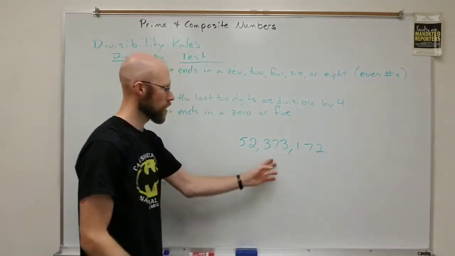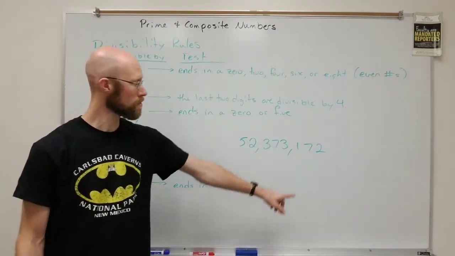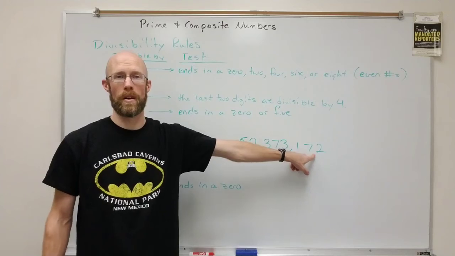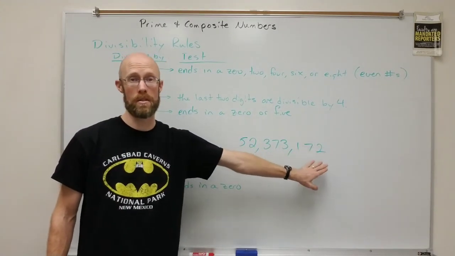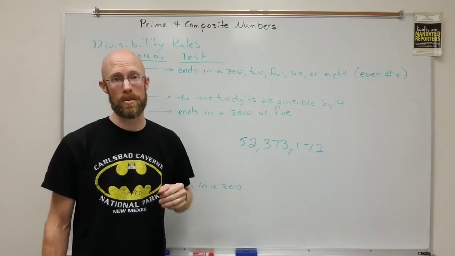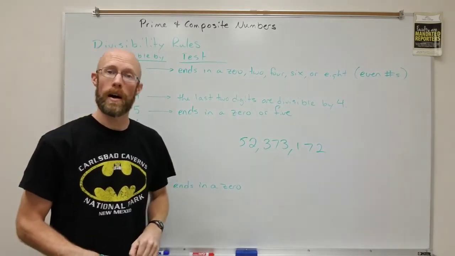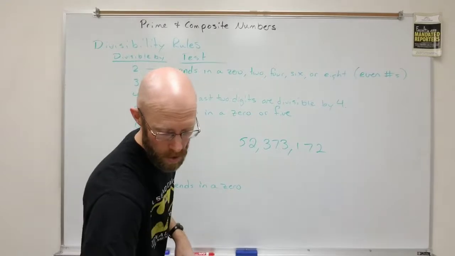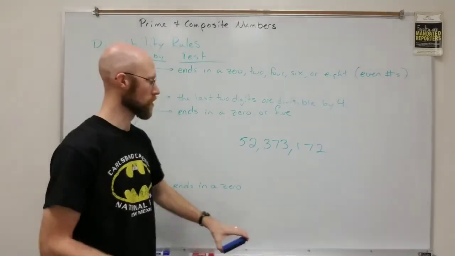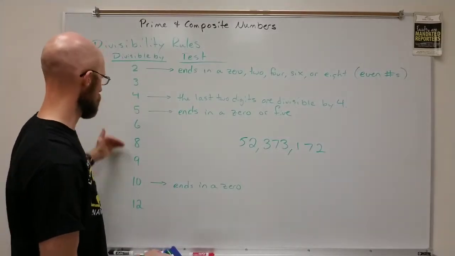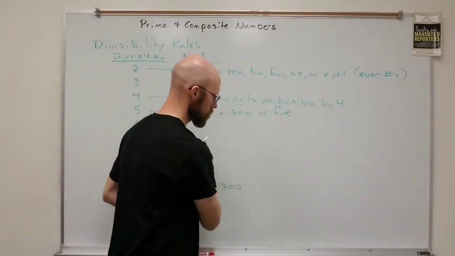52,373,172 is divisible by 4. How do I know? Because 72 is divisible by 4. Okay? As soon as I know that the last two digits, the ones place and the tens place, are divisible by 4, I know the whole number is. Okay? So 4 is just a really nice one there. So I think that's probably the next easiest one to check.